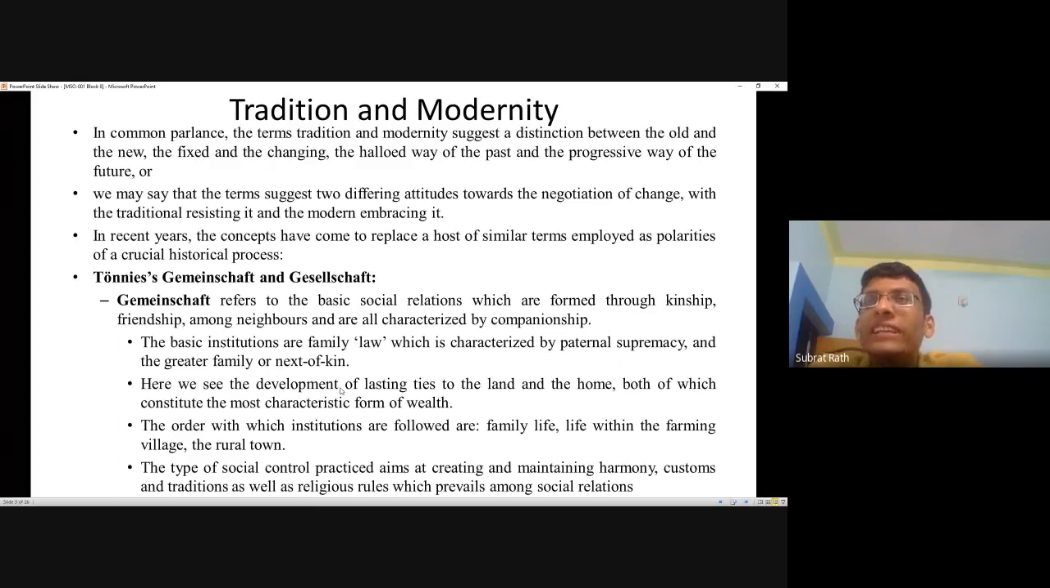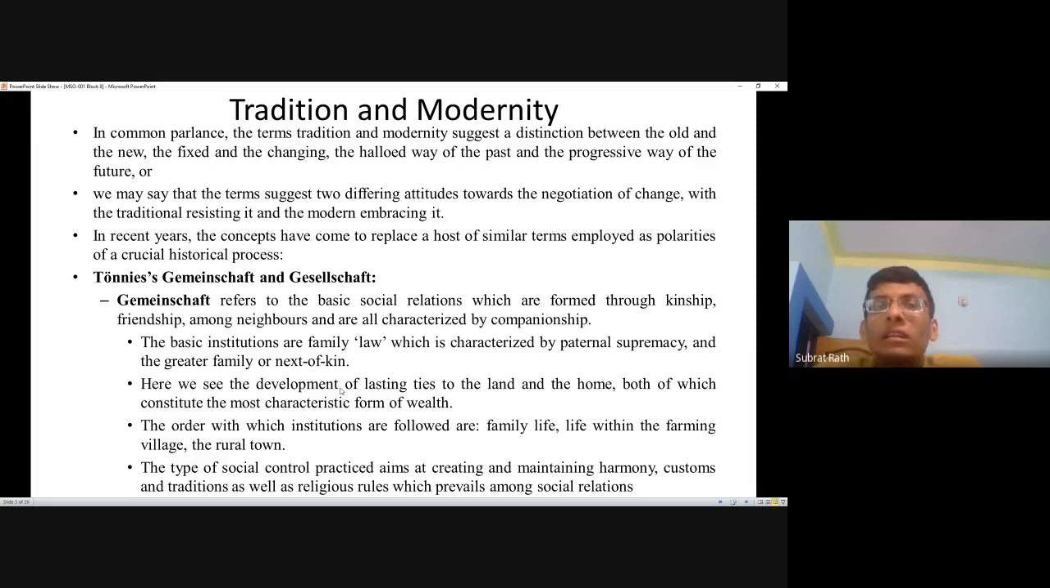Here we see the development of lasting ties to the land and the home. That means we are talking about our nativity. I am attached, I am born in a place that is my motherland, both of which constitute the most characteristic form of wealth. That means when I am saying I am born into this family, definitely in due course of time, I will be the owner of the property attached to this family.